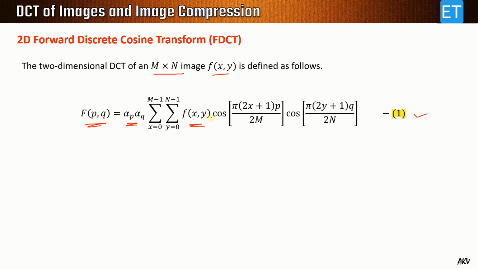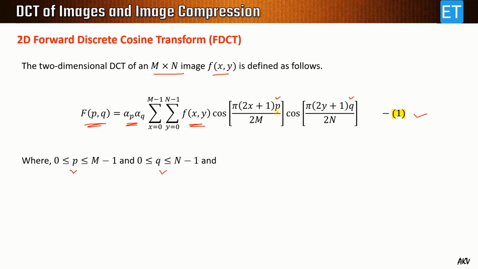So this equation you can implement in software by writing 4 for loops. The 2 for loops are for p and q, where p is varying from 0 to m minus 1 and q is varying from 0 to n minus 1. So how to compute this equation? First, we substitute the values of p and q. For example, I substitute p equal to 0, q equal to 0. Then I vary x and y both from 0 to m minus 1 and 0 to n minus 1.